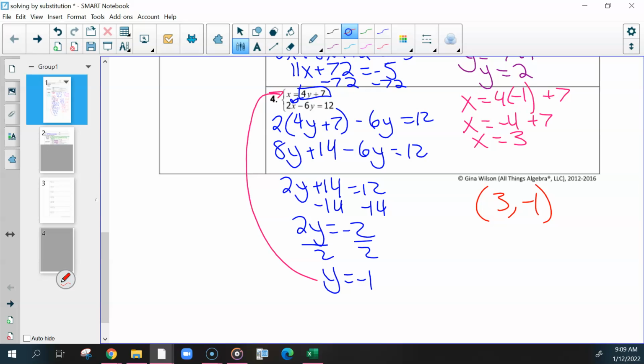So far, if this is making sense, give me a thumbs up. If it's kind of making sense, thumbs sideways. If it's not making sense, thumbs down.